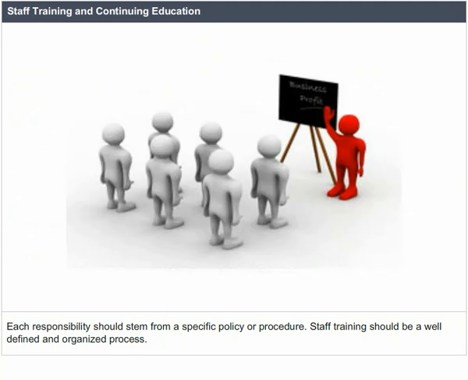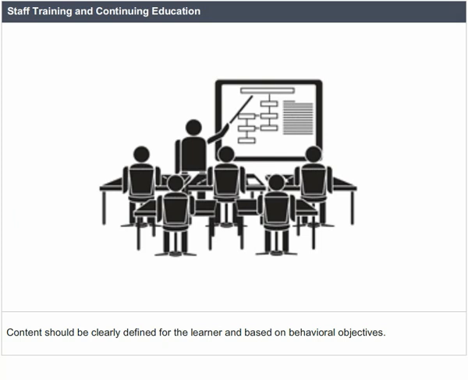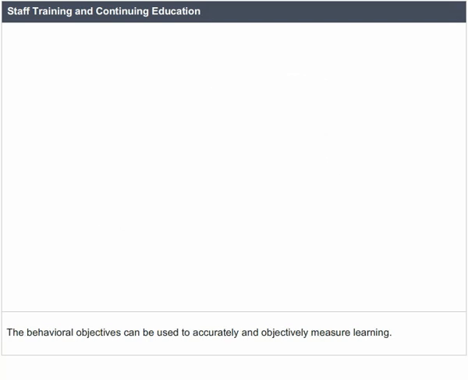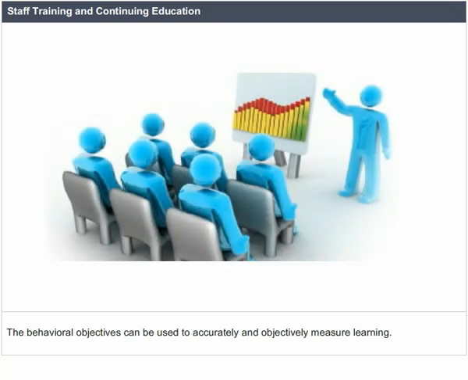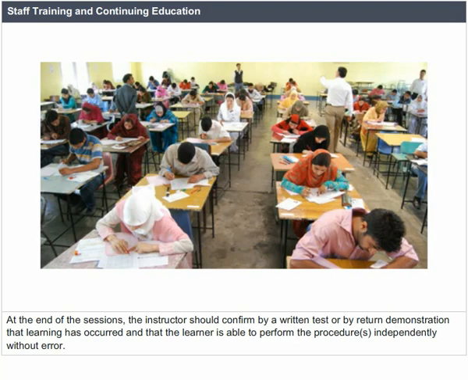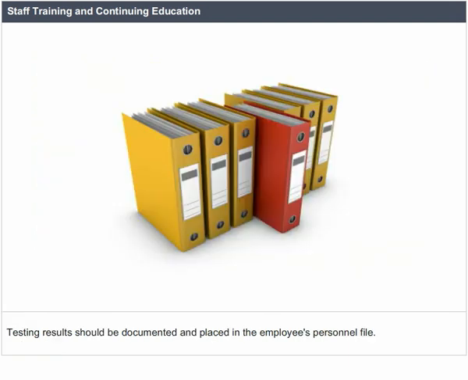Staff training should be a well-defined and organized process. Content should be clearly defined for the learner and based on behavioral objectives. The behavioral objectives can be used to accurately and objectively measure learning. At the end of the sessions, the instructor should confirm by a written test or by written demonstration that learning has occurred and that the learner is able to perform the procedures independently without error. Testing results should be documented and placed in the employee's personnel file.